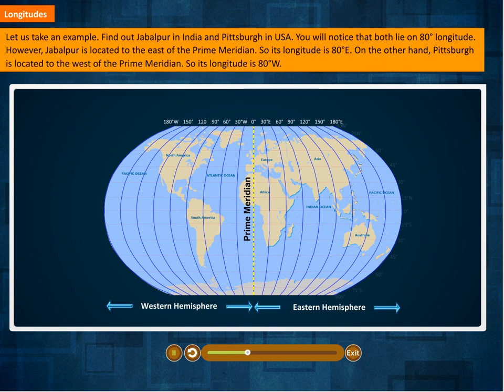Let us take an example. Find out Jabalpur in India and Pittsburgh in USA. You will notice that both lie on 80-degree longitude. However, Jabalpur is located to the east of the prime meridian, so its longitude is 80-degree E. On the other hand, Pittsburgh is located to the west of the prime meridian, so its longitude is 80-degree W.